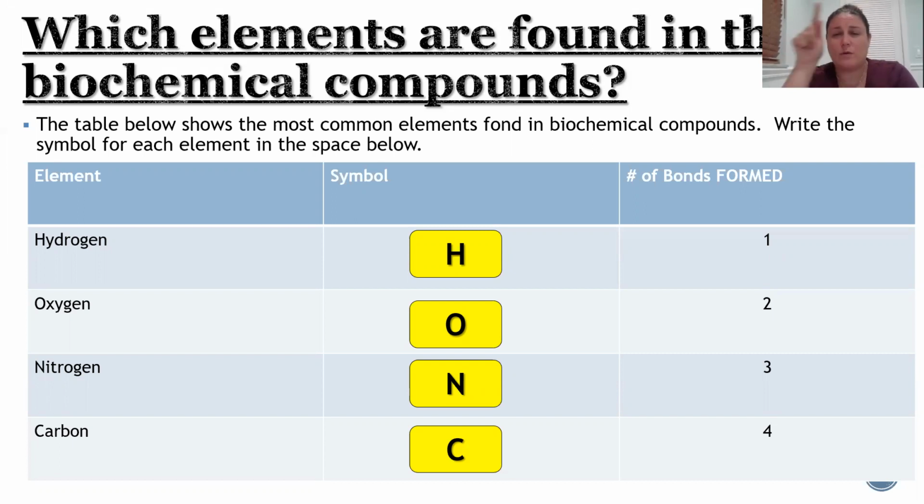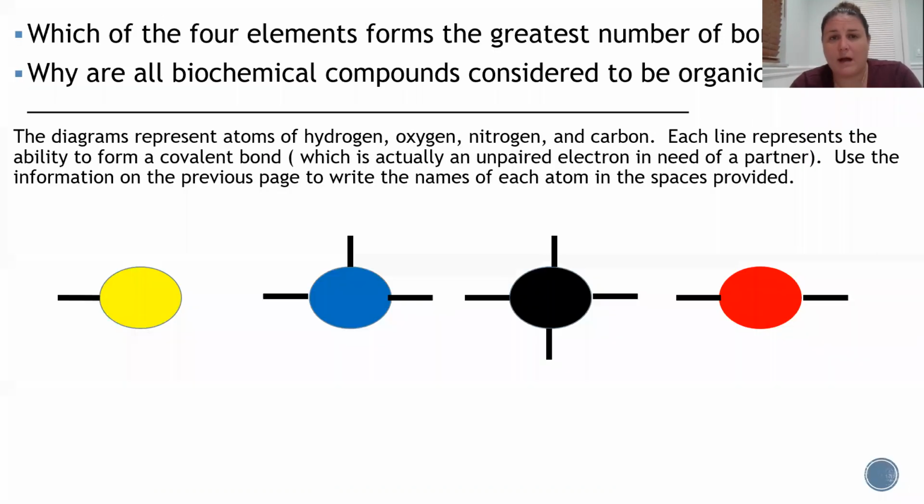And remember that has to do with the valence shell, that they want to have 8 in that outer ring so they're nice and stable. And so what they're trying to do is fill that outer electron orbital. Nitrogen can form 3 bonds, and carbon can form the most, can form 4 bonds. And so which out of the 4 elements could form the greatest number? It was carbon.